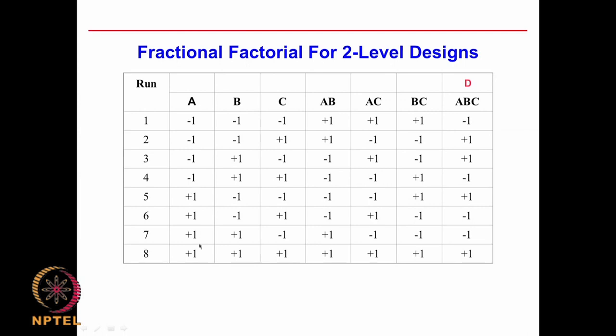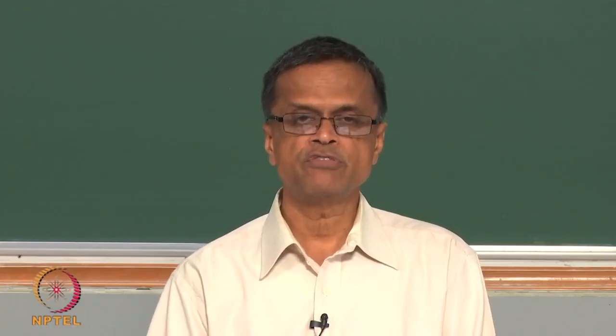A is modified like this, B is modified like this, C is modified like this, and D is modified like this. So if I have temperature, pH, carbon, nitrogen, 4 factors, instead of doing 16 experiments, I am doing half of 16, so I will have only 8 experiments.